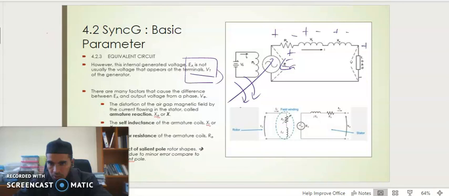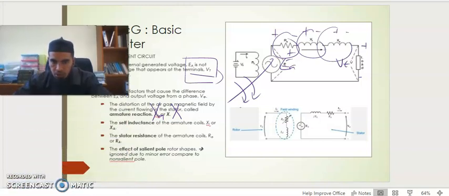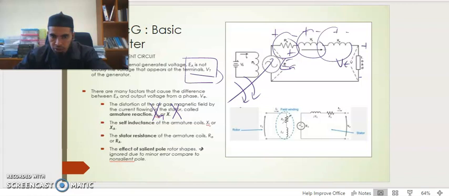So this is our V terminal, or V connected to the load. So this is our VT. So generated here, it drops around R armature, X1, XS here, due to the armature reaction of XA. So we have here XA, or sometimes you write it as X. So the distortion of the air gap magnetic field by the current that flows in the stator.